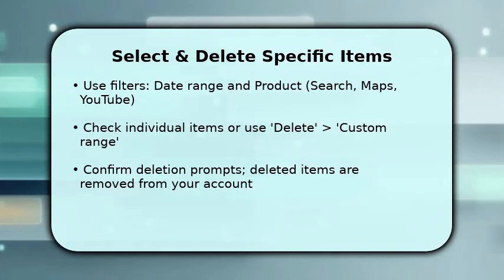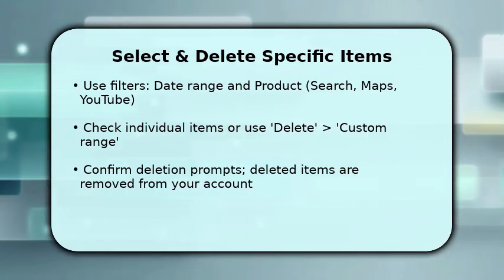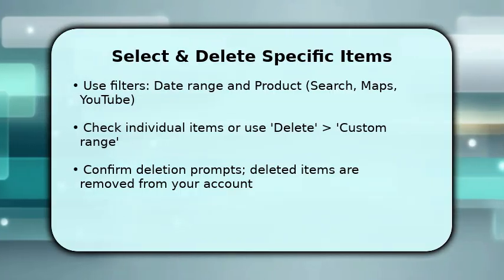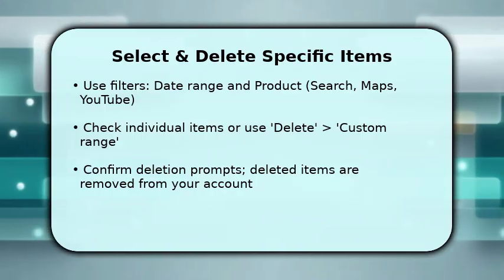You can check single items for precise cleanup or choose Delete then Custom Range to remove a block of time. Confirm each deletion when prompted. This ensures Google removes those entries from your account history. As you work, pause to review adjacent items so you don't accidentally delete useful data while cleaning up.